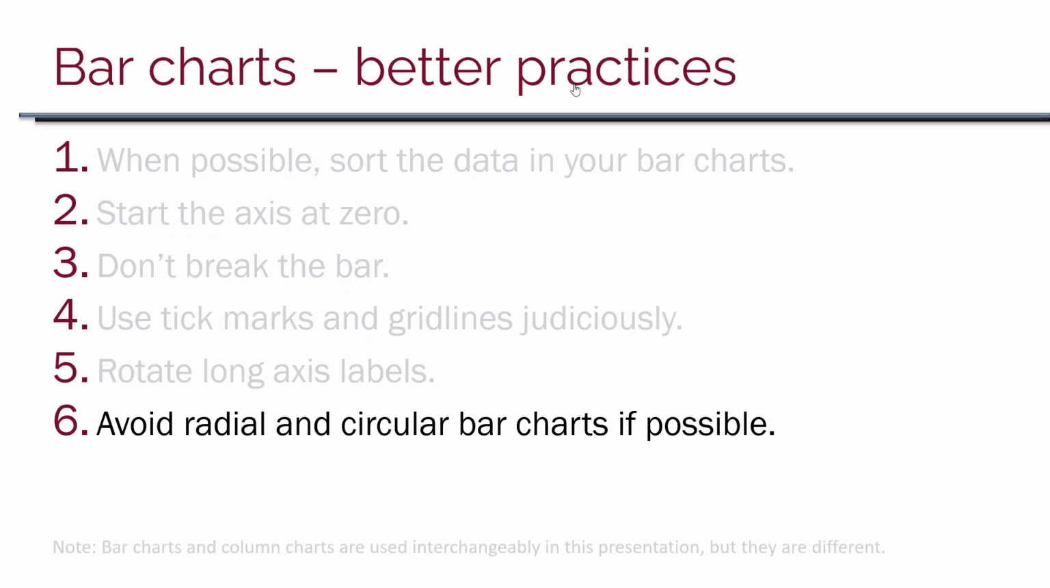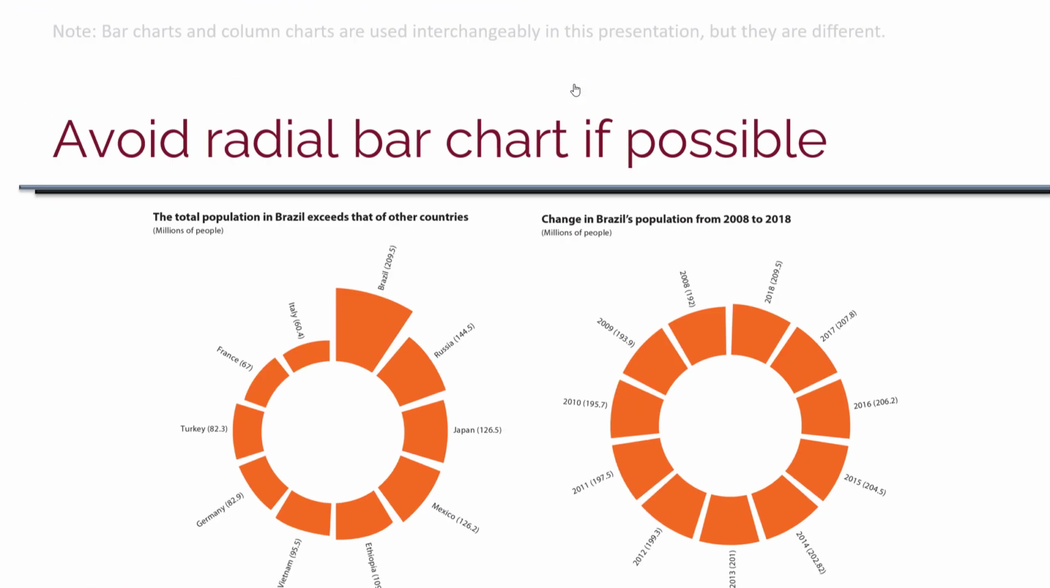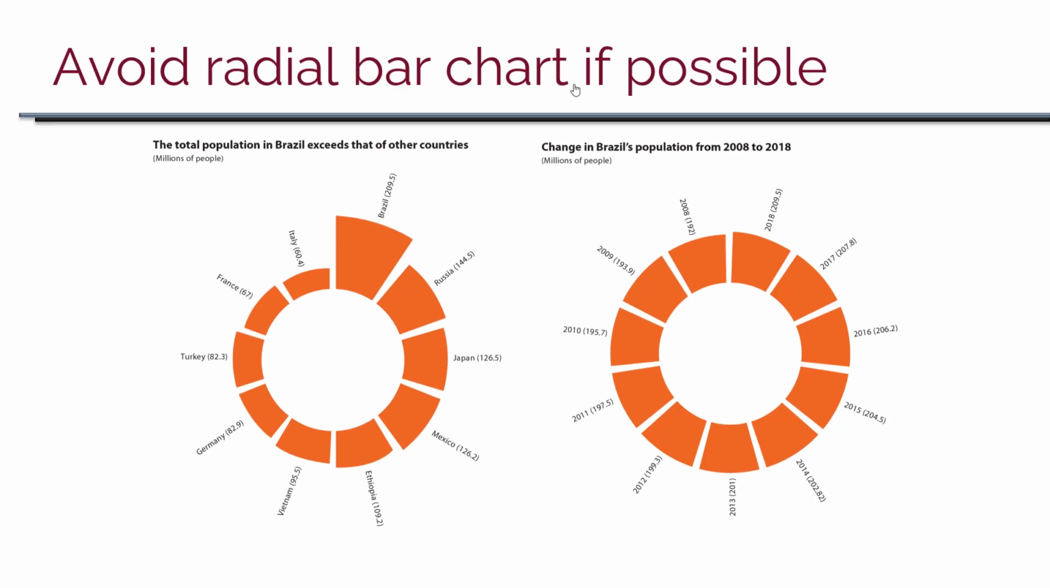Sixth one is avoid radial and circular bar charts if possible. Again, we're looking at angles, and we're not good at angles. So things like this. Now I have to go around an angle and then decide the length of each one, right? That's a very bad idea. It looks fancy, but your audience has to sit there and figure out what you're trying to communicate.